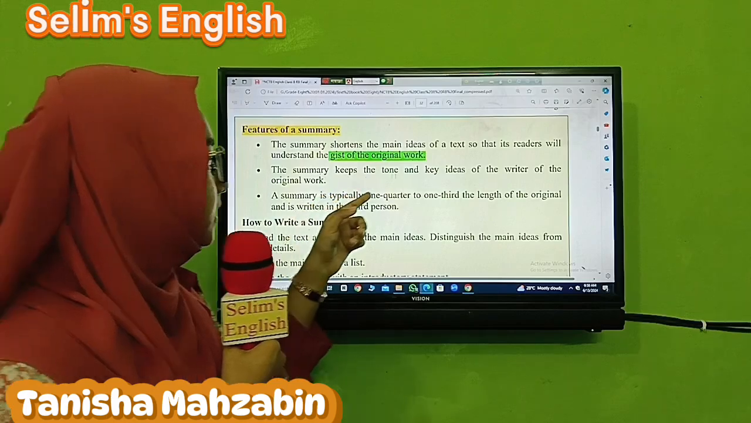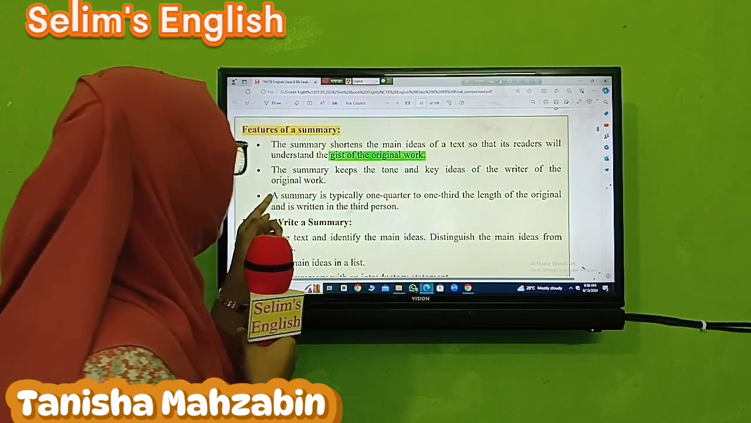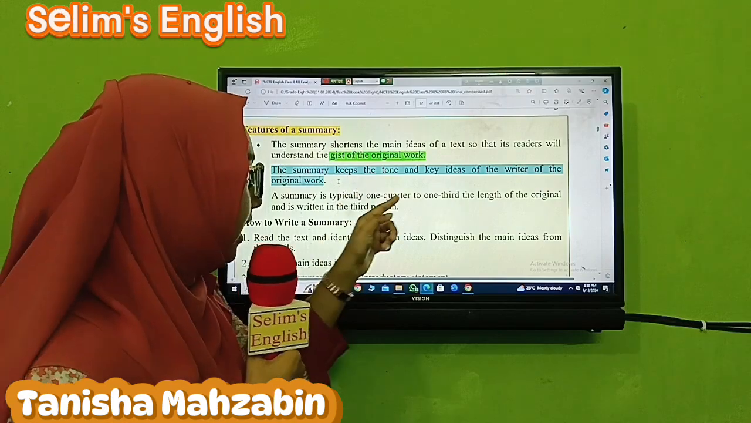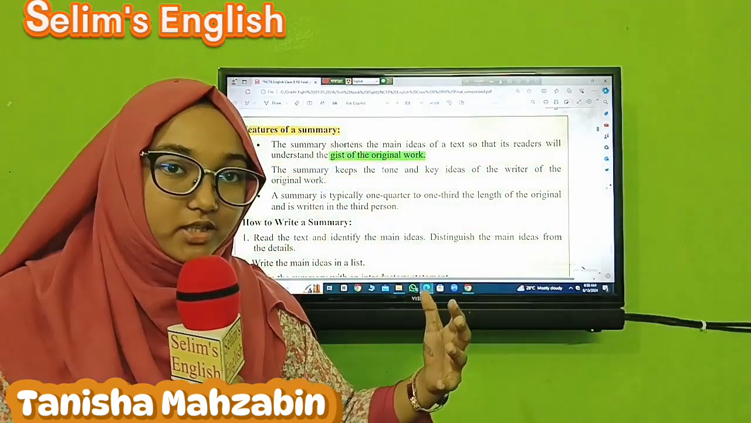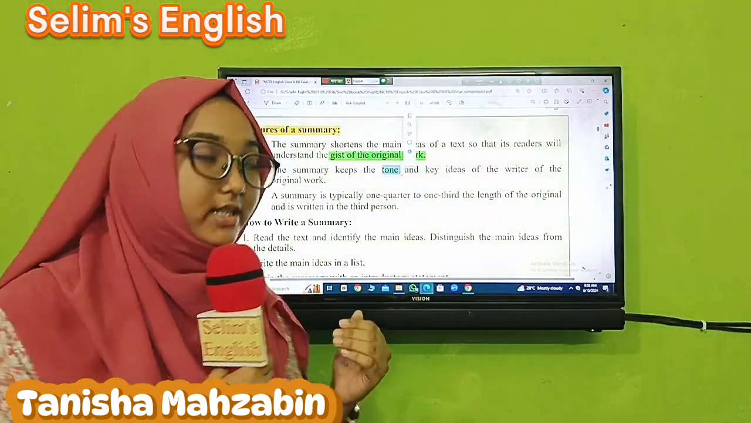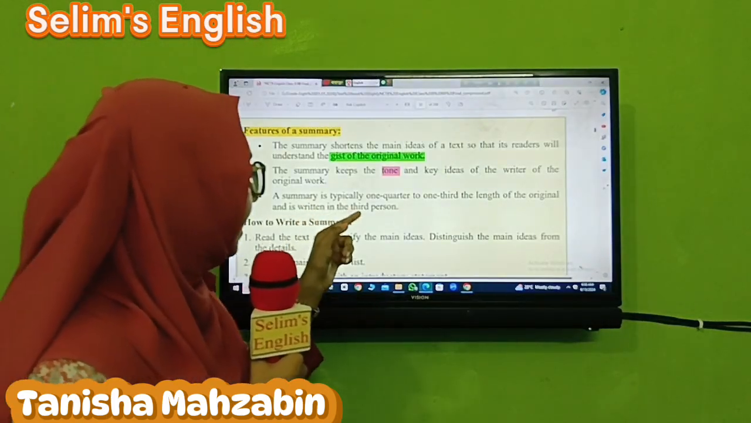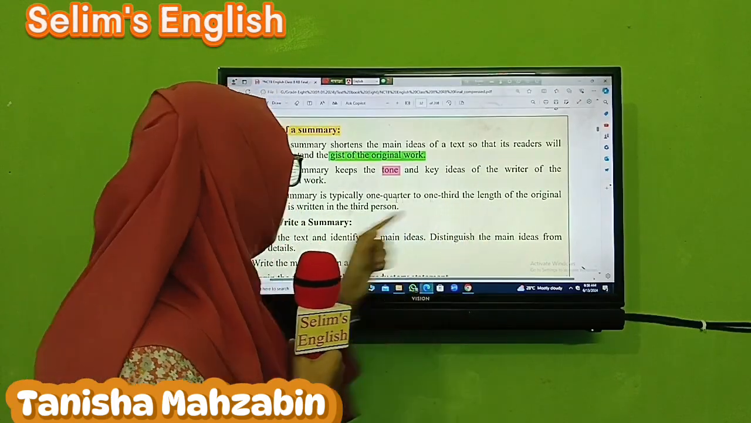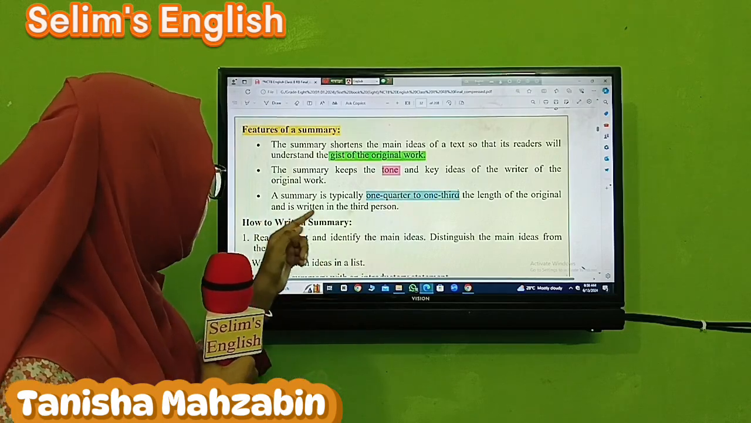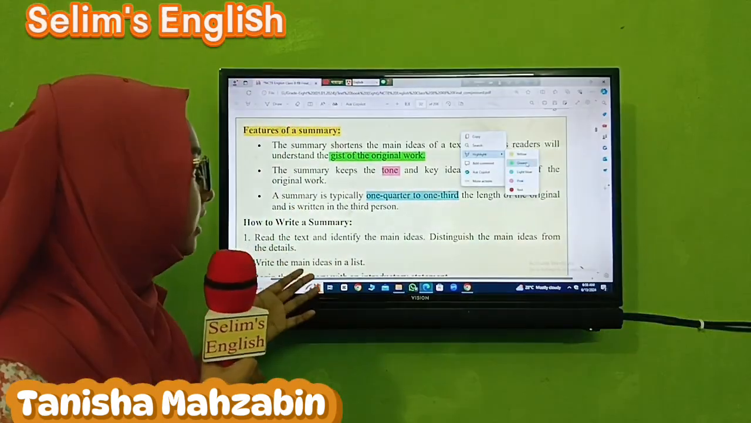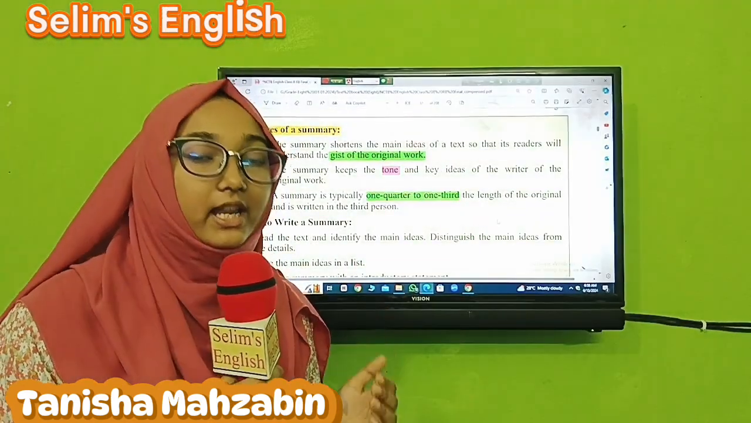The summary keeps the tone and key ideas of the writer and the original work. This is similar to number one: you just write down the tone and key ideas of the large text in a small text. Okay, so let's go to our next characteristic. A summary is typically one-fourth to one-third the length of the original, and it is written in the third person. I informed you at the beginning that you have to write down just one-fourth or one-third of the text.